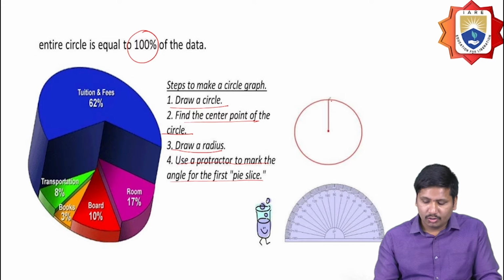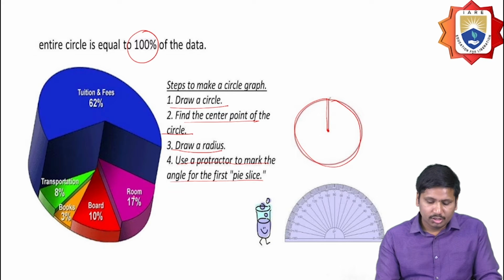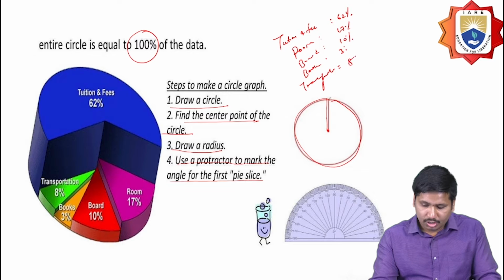So first what you have to do is draw the circle and make a center of this, calculate the radius and make use of the protractor and divide it into each segment of the pie diagram. Suppose the institution tuition fee is around 62%, room percentage is 17%, and board some 10%, and books 3%, and transportation 8%.